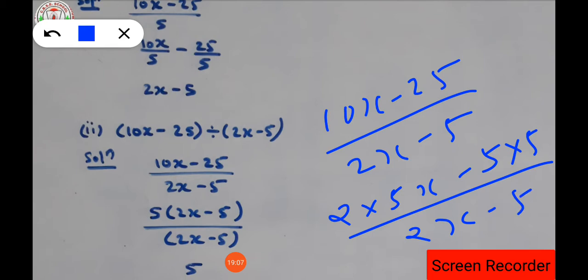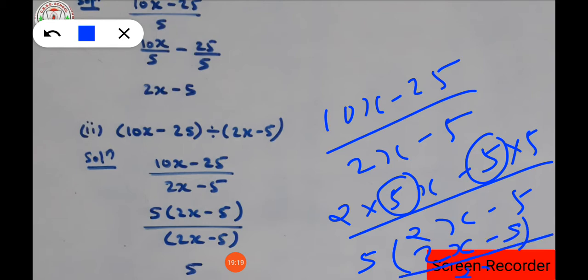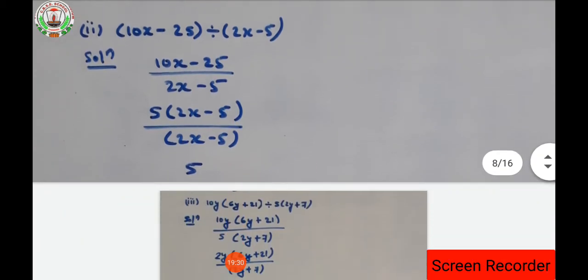Clear up to here? Now 5 can be taken common, because 5 is present in both terms. If we take 5 as common, what is the number left out inside the bracket? That is 2x minus 5. So that 2x minus 5 will get cancelled with the denominator. It will get cancelled from the numerator and denominator. What is the answer left out? That is 5 itself. Clear?